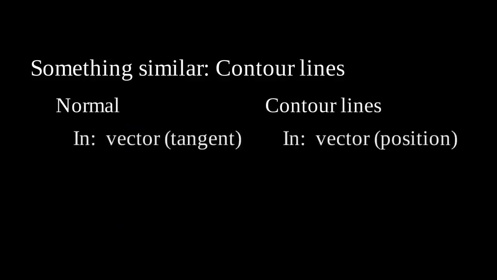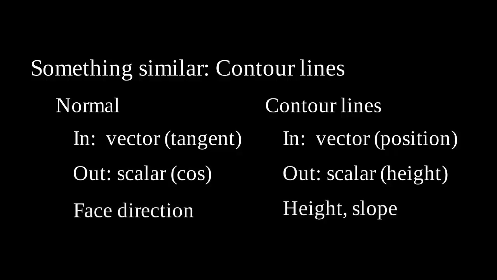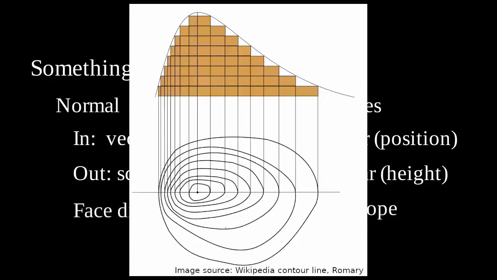You recall something similar to the normal function. It's contour lines. A map has lines connecting the same heights. A normal is a function that gets a vector, and contour lines are a function that gets a position vector. A normal outputs a scalar, and contour lines output a scalar value, height. A normal indicates the direction of the face. Contour lines indicate the heights and slopes, like this figure, where the dense lines show a steep slope.